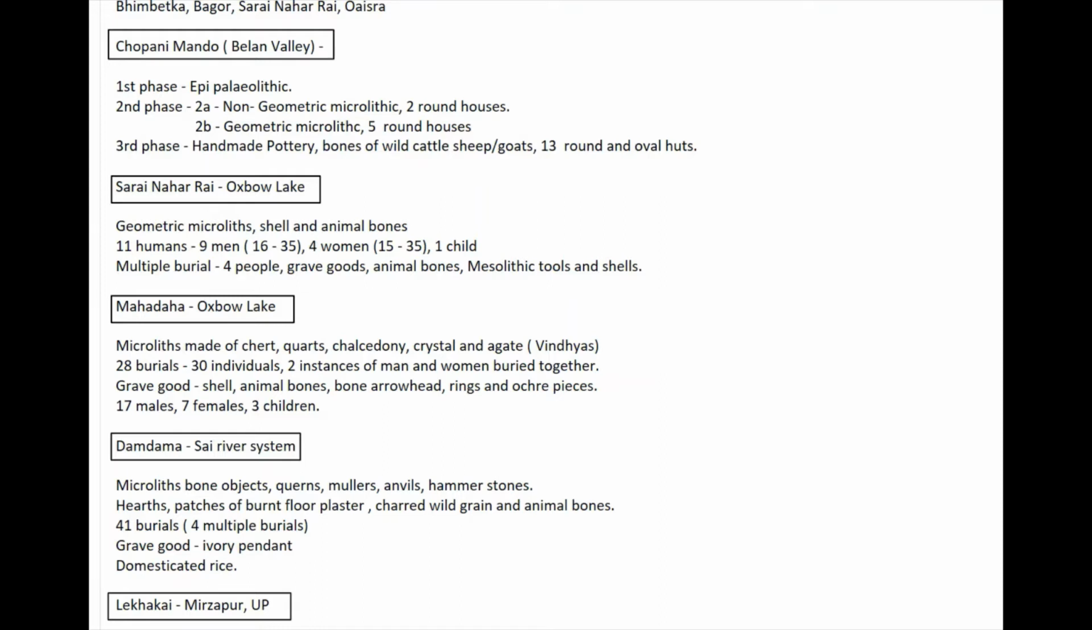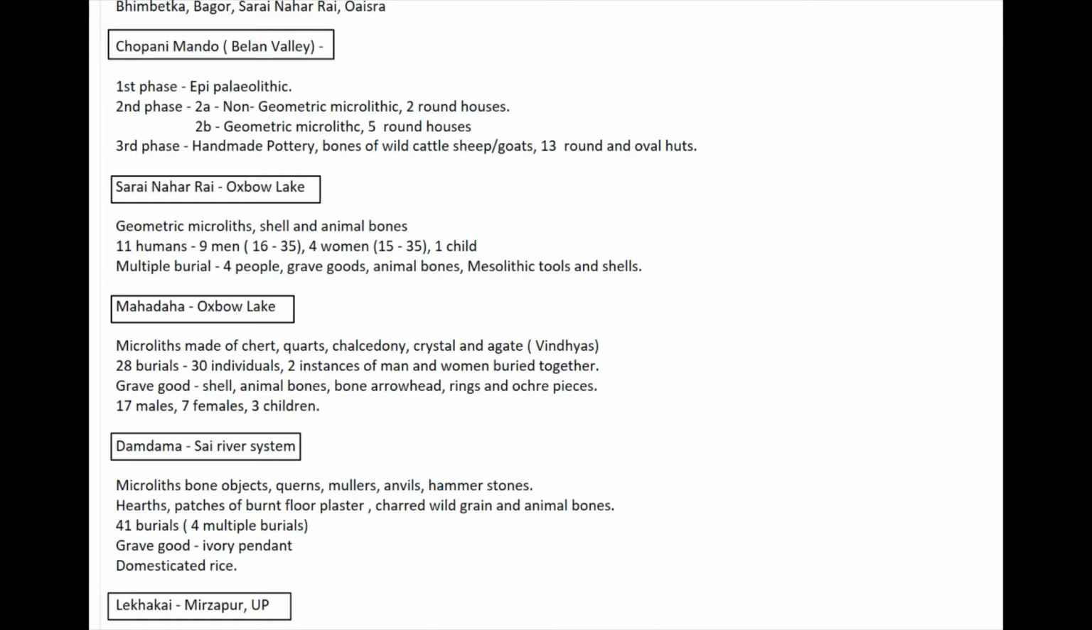It shows that the Mesolithic people of Chopani Mando lived in wattle and daub huts. It's just a method of building. The excavation revealed the outlines of two round huts belonging to Phase 2A, and five round huts of Phase 2B.